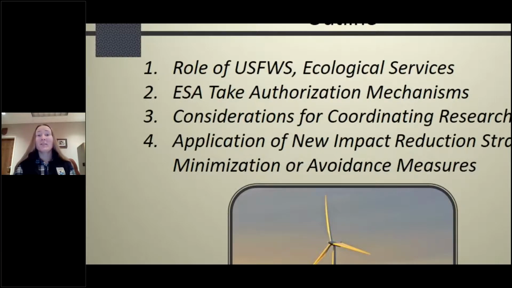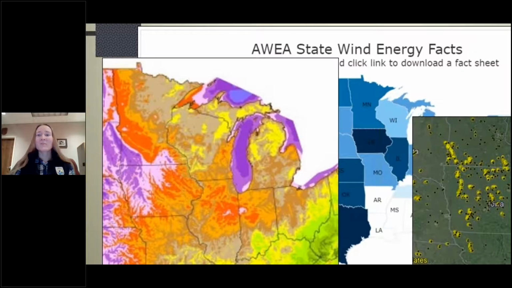First, the role of the Fish and Wildlife Service, specifically ecological services within the wind wildlife community. I want to share with you a little bit of information about ESA take authorization mechanisms for when that applies to research, some thoughts on considerations for coordinating the research that you might be doing with the Fish and Wildlife Service, and then a little bit about the application of new impact reduction strategies into minimization or avoidance measures that your facility might have. So first of all, a little bit about where I work.